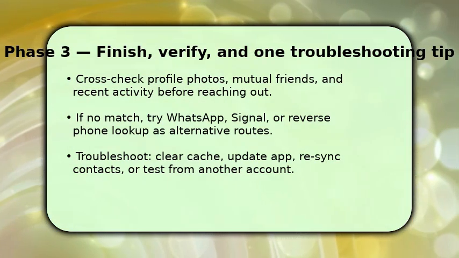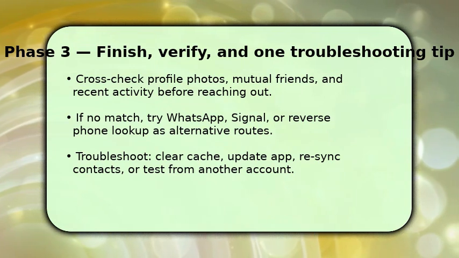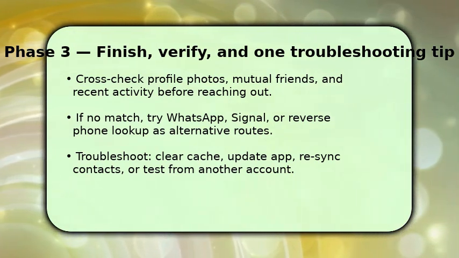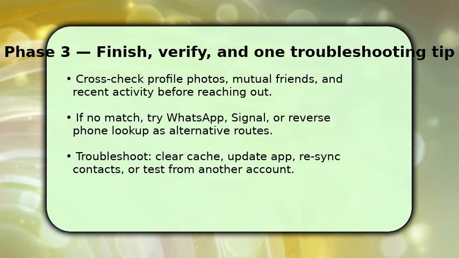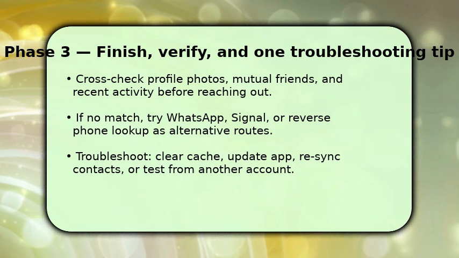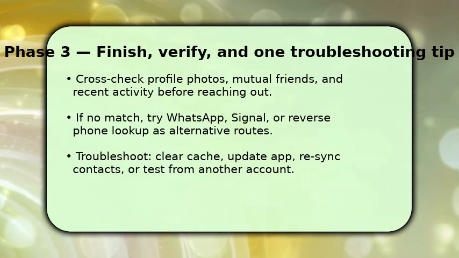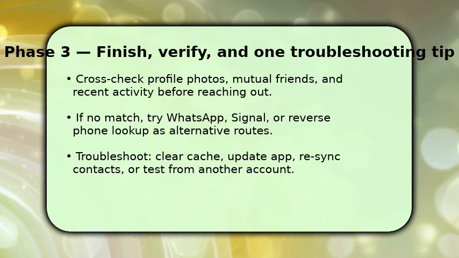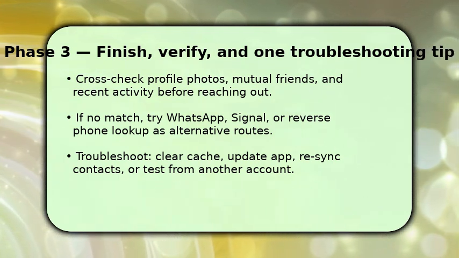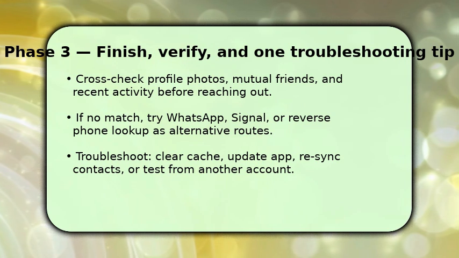To finish, confirm identity by comparing profile photos, mutual friends, and recent activity before you message. That reduces mistakes and awkward contact. If Facebook yields no match, use alternative paths such as WhatsApp or Signal if the number is registered there, or perform a reverse phone lookup for public listings.